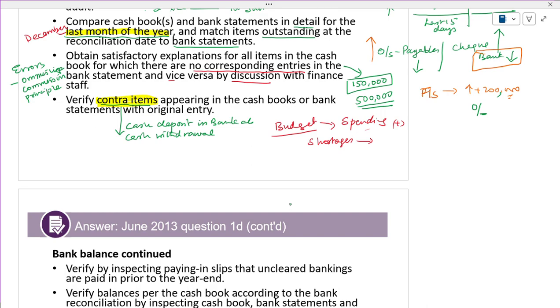Whenever there is a cash deposit, two things will get affected. On one side, the cash balance will decrease. On the other side, the bank balance will increase. In either case, if you are withdrawing, the cash balance will increase and the bank balance will decrease. Simultaneously affecting the cash and bank columns is known as contra items.